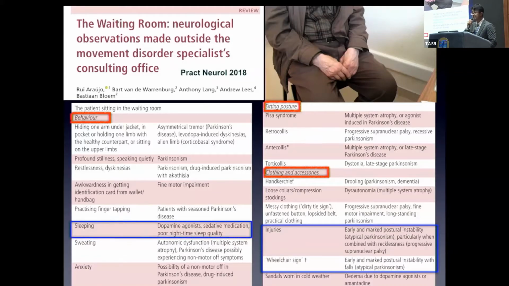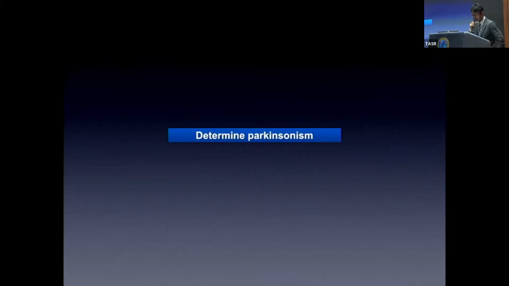If you see a patient who is dozing off in front of your clinic, watch out. Is it because we have given the patient a dopamine agonist at too high a dose, or any sedative medications, because previously the patient could not sleep, or yet the patient had poor nighttime sleep quality? These are examples of what we look at in a patient with Parkinsonism: restlessness, dyskinesia, whether we are dealing with akathisia, drug-induced Parkinsonism, or dyskinesias.